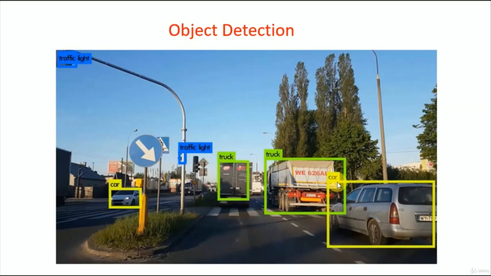So here we have a bounding box around this car and it's classifying it as a car. Then we have a bounding box here and it's classifying this object as a truck. This object is also a truck. And this is a traffic light, this is a car, and this is a traffic light. So this is what object detection is. It involves localizing and classifying each object in an image.